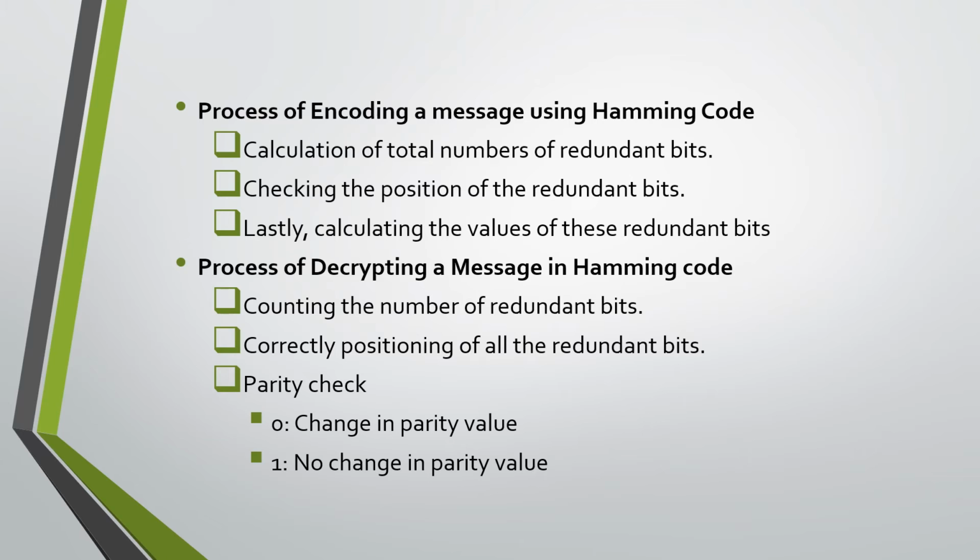And then for the parity check, calculate the value of the parity bits at the receiving side also. After calculating that value, check it with the redundant bits from the sender side. If there is a change in parity values at the receiver, then 0 is taken as a bit, and otherwise 1 will be taken.